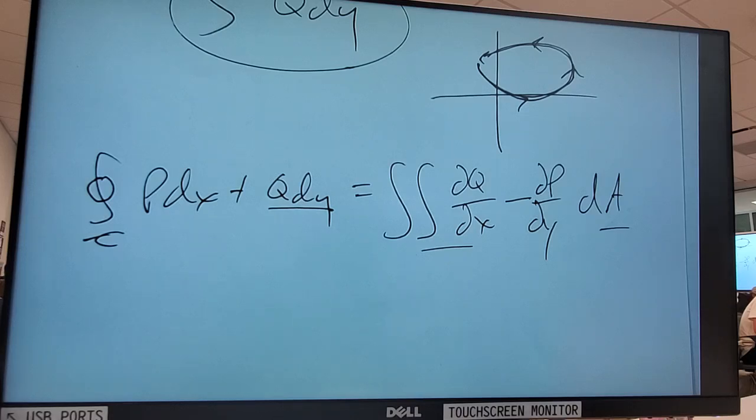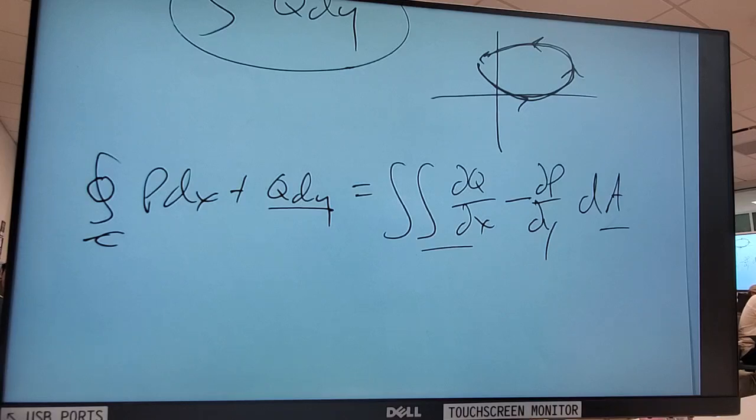Now, real quick, can you remind me: if I give you a conservative vector field, everybody write this after me. If I give you F equals Pi plus Qj, how do you check to see if it's conservative? You would take the partial of P with respect to y.